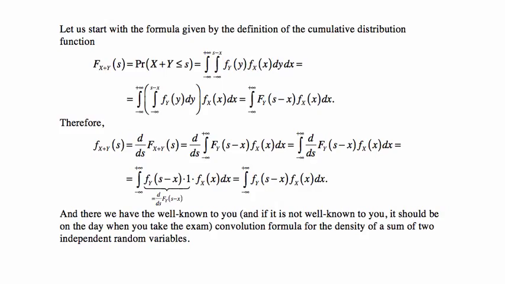And what's the derivative of F sub y of s minus x? Well, it's the derivative of big F, which is little f, but then there's a function inside, which is s minus x. What's the derivative of that with respect to s? It's 1. So what we end up with is the integral from minus infinity to plus infinity of f sub y of s minus x times f sub x of x dx. And that's your standard convolution formula. It's very nice, very intuitive, a great thing, useful on the exam. You should know this for the exam.